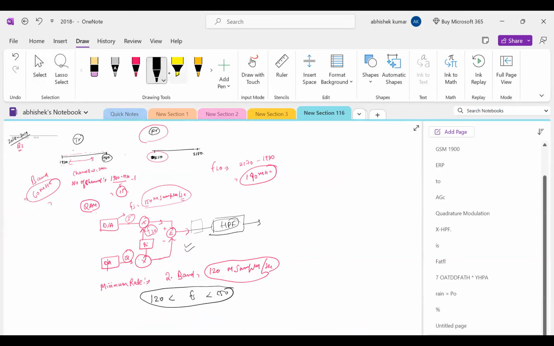We have done only up to the transmitter here, so I am just doing question number 8.